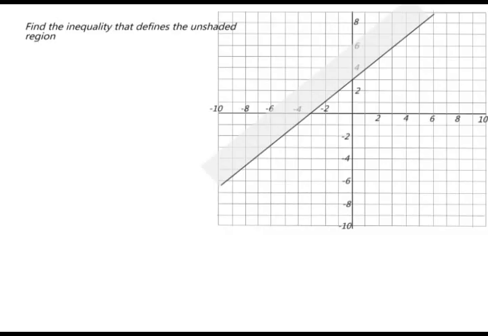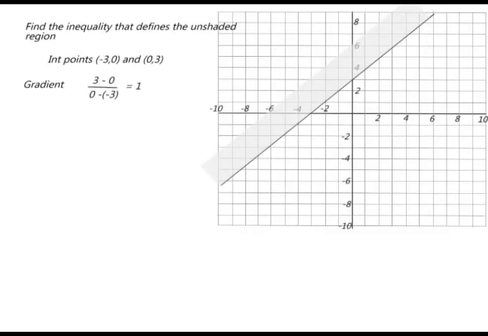Find the inequality that defines the unshaded region in this graph. Now, the first thing we do in step 1, we look for the equation of the line. Just like we did with the equation of lines, we choose any 2 points on the line. Let's take minus 3, 0 and 0, 3. With these two, we calculate the gradient of the line. So we shall have gradient is equal to change in y over change in x. 3 minus 0 over 0 minus minus 3 will give us 3 over 3, which is equal to 1.